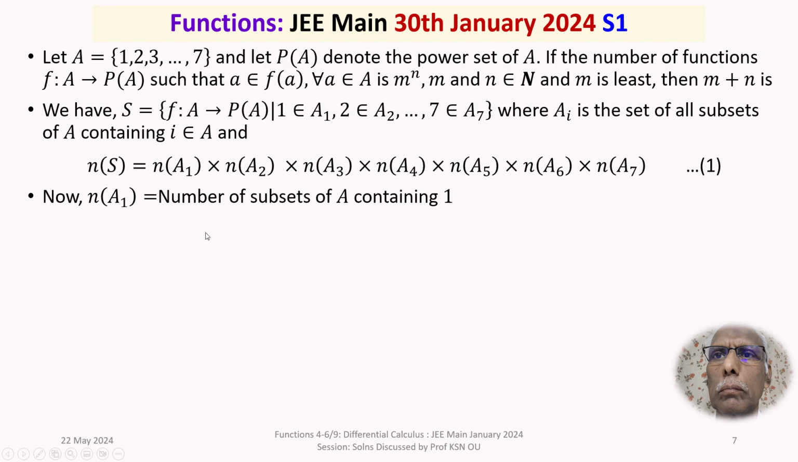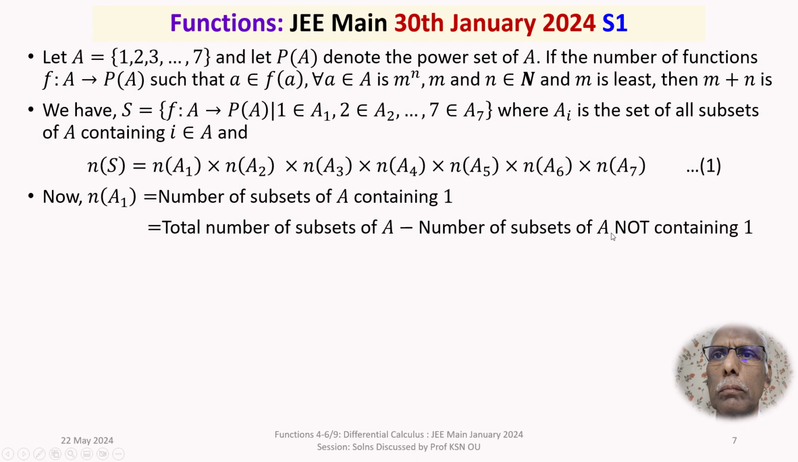So you subtract the number of subsets of this set 2, 3, 4, 5, 6, 7. That is the total number of subsets of A minus the number of subsets of A not containing 1. Not containing 1 means A minus the singleton 1. So this is n of power set of A minus n of the power set of A minus singleton 1. That is, A minus singleton 1 is 2, 3, 4, 5, 6, 7. How many? 6 in number. So this is 2 power 7, this is 2 power 6.